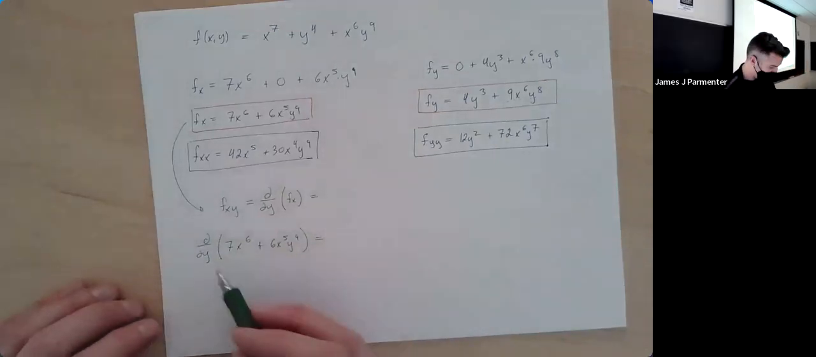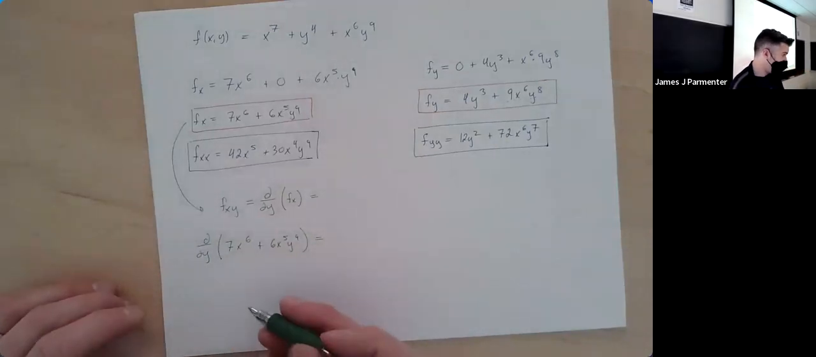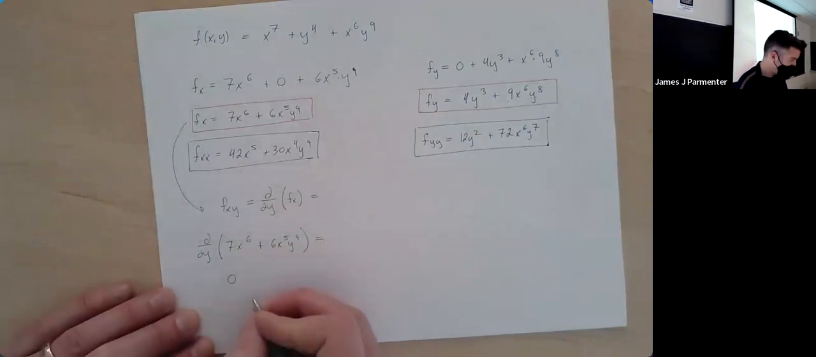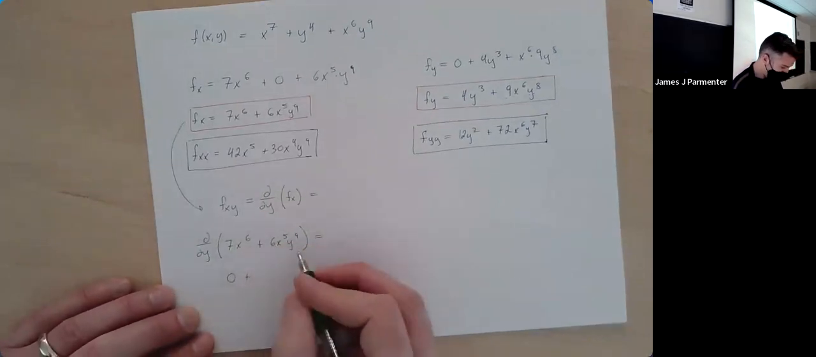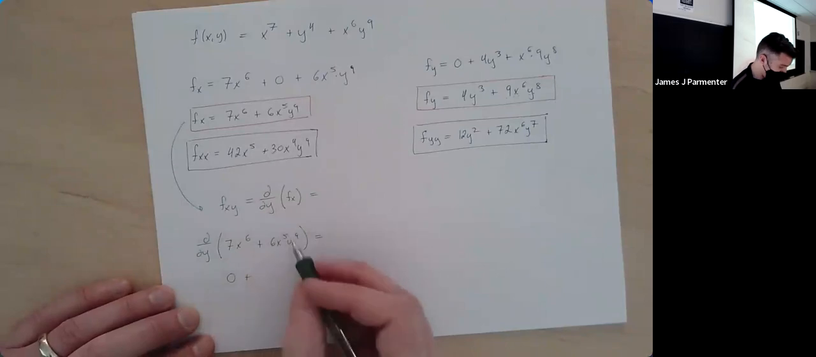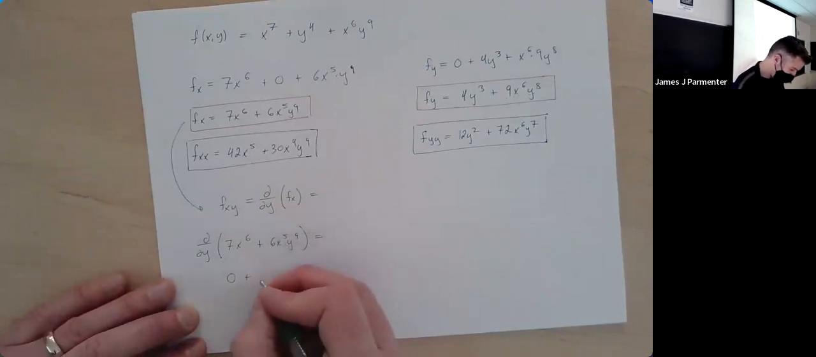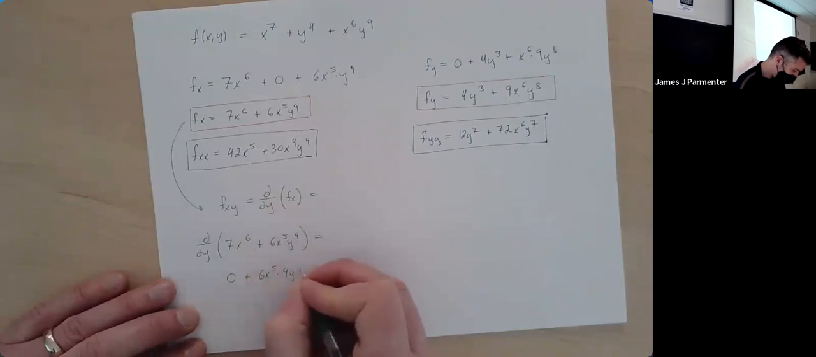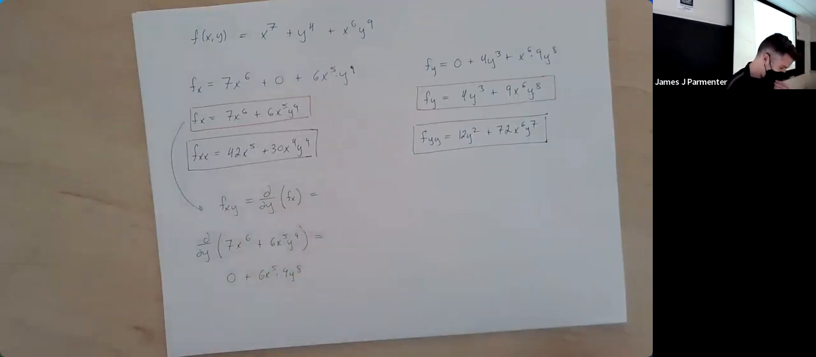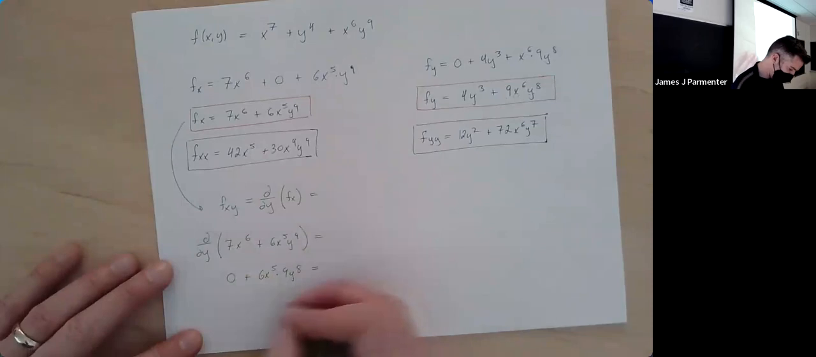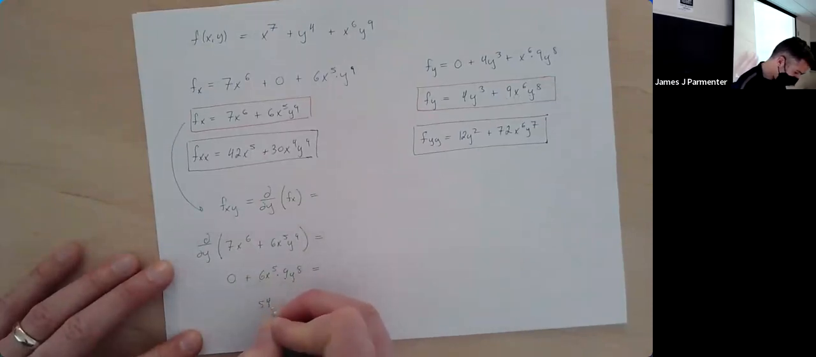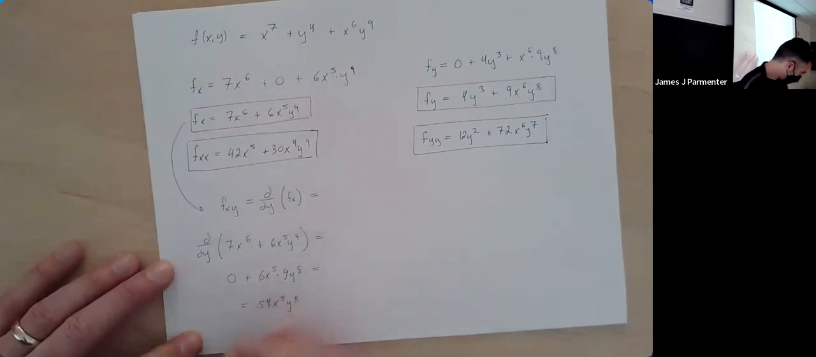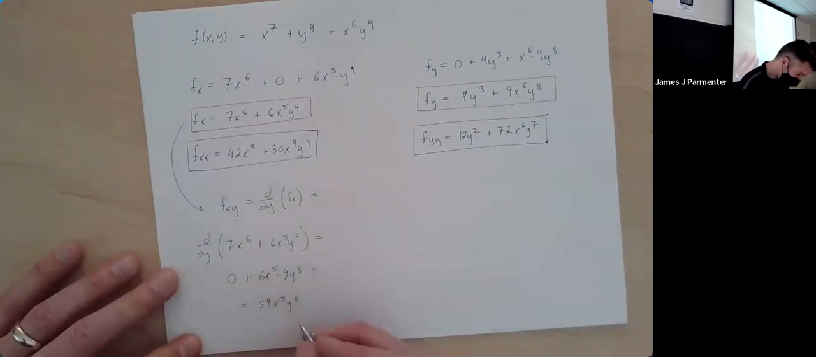And the derivative of the 7x to the 6th part is going to be 0. And the derivative of 6x to the 5th, y to the 9th, well, that 6x to the 5th is acting like a constant. I'm going to get 6x to the 5th times 9y to the 8th. Which I'm going to simplify as 6 times 9 is 54. So 54x to the 5th, y to the 8th, and that's equal to fxy.